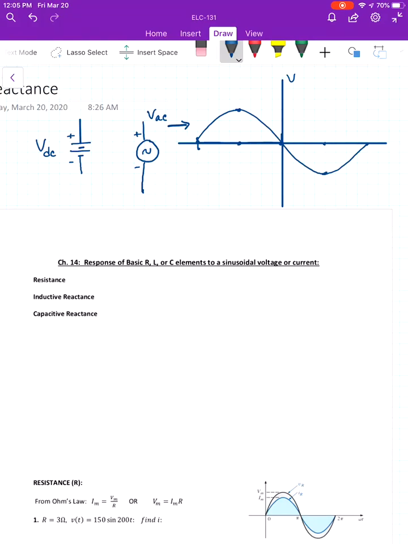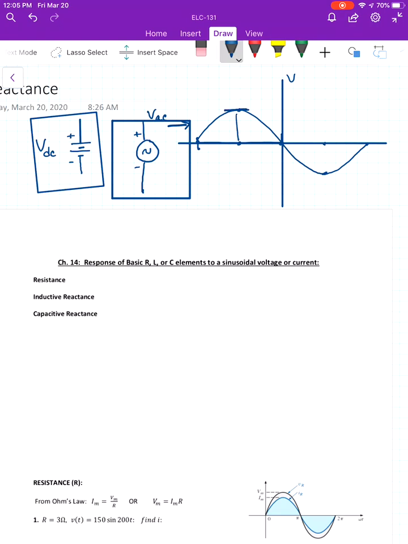Let's talk about how our resistor, inductor, and capacitor respond to our AC waveform. Up until now, you're probably familiar with the DC voltage source, and here is our AC voltage source circuit symbol. Notice it looks like a sinusoidal waveform there. And remember, the sinusoidal waveform has certain properties that we talked about before.